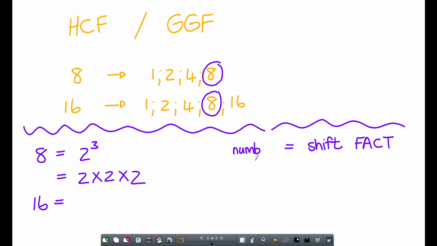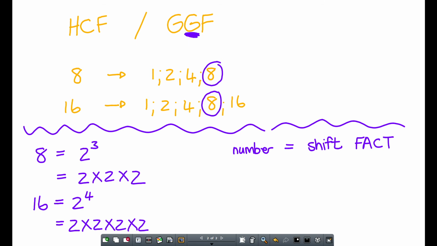En wat kry jy dan? 2 tot die mag 4. Okay, 2 tot die mag 4, but that's the same as 2 times 2 times 2 times 2. Sien? 2, 4 keer met homself maal, nee. Okay, nou.